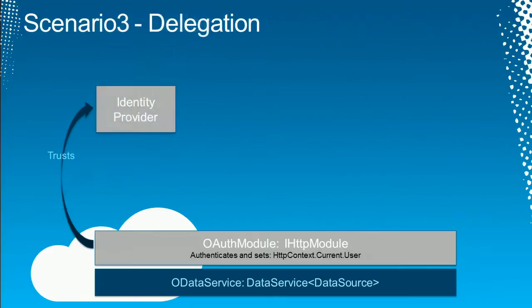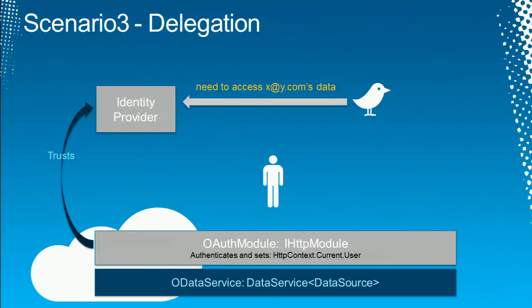Final scenario is delegation. Delegation is where you have a user who has some resources in a service or behind somewhere, and they want to give an application access to that data. So in this case, the application says, I need access to that guy's data.